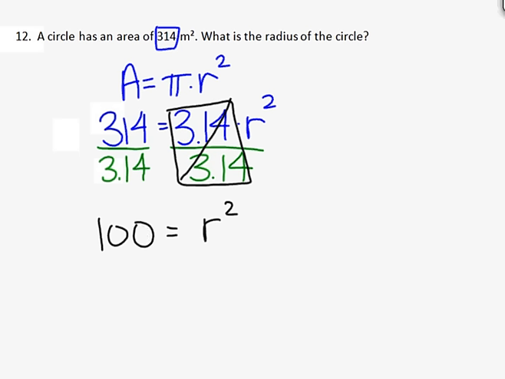So now we need to figure out what number times itself will be 100. So the algebra steps for that would be to take the square root of both sides. So the square root of 100 is just going to be 10, since 10 times 10 is equal to 100. And then this is radius, this is just a distance, so it'll just be 10 meters for the radius.